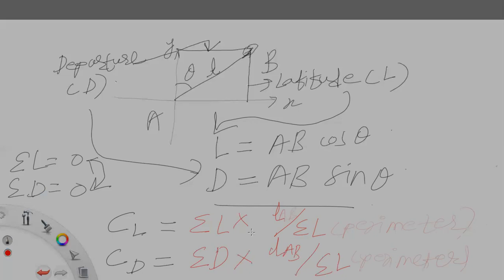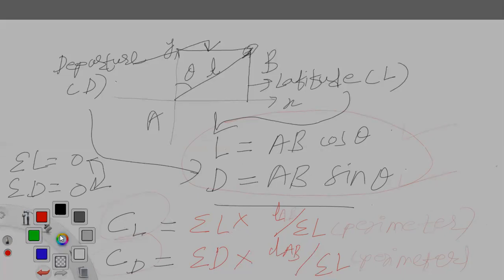Now, recently we have discussed two formulas. The first formulas are for the calculation of latitude and departure, that is L cos theta and L sin theta, meaning AB cos theta and AB sin theta. After that, we discussed the formulas for CL and CD. CL is the correction to latitude and CD is the correction to departure. For the correction to latitude, we separately calculate the latitude of all the sides, then we make the summation of that.